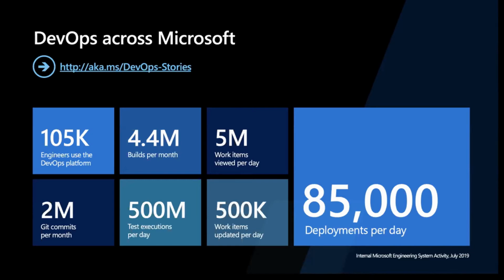Now, I don't know about you, but I would not be able to run 500 million tests in a day. And then 500,000 work items updated per day, 85,000 deployments per day. So when we think of velocity, think of those numbers, an organization the scale of Microsoft, some of those brands and products that you're aware of. These are some of the numbers that Microsoft was running at 3 years ago.